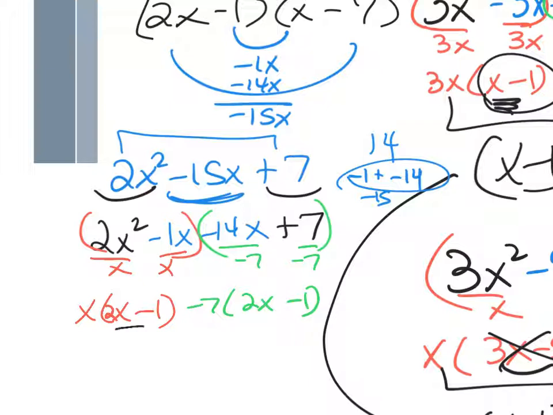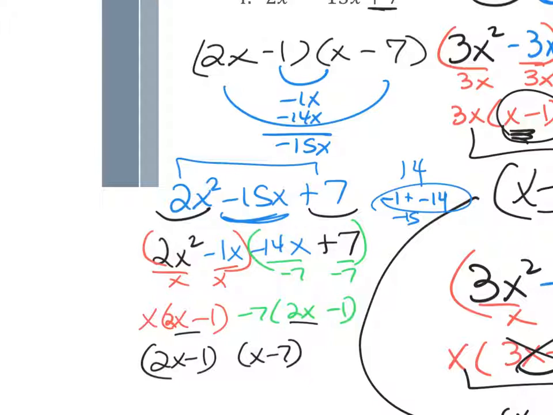Again, the parentheses look the same. So now I write 2x minus 1 and then the x minus 7. Same thing I got when I did it by guess and test. So I forgot to write the 2 right in here because when I divided 2x squared right here by x, 2x was left.